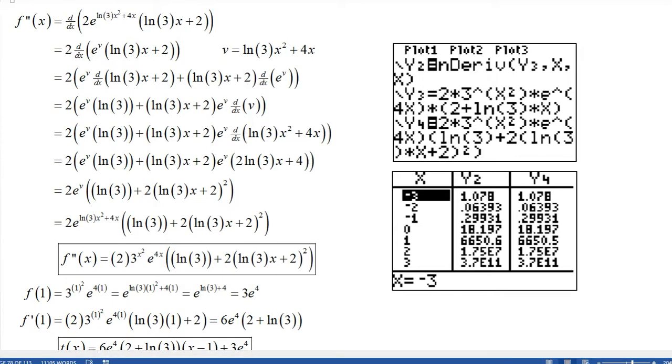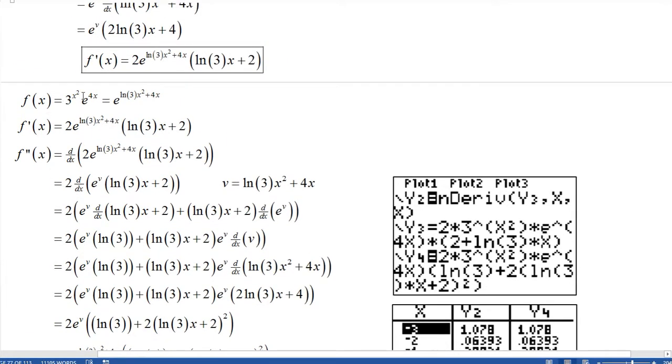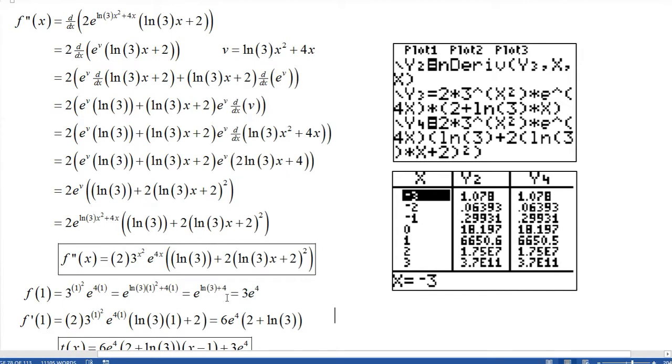Now to find the formula for the tangent line. Well, we have to evaluate the original function where x is 1. So put in a 1 here, and here we just get 3 times e to the 4th. You see the details worked out here. Or you can put it in this version right here and put in a 1. Either way, you get 3 times e to the 4th, or e to the natural log of 3 plus 4. It's the same thing.